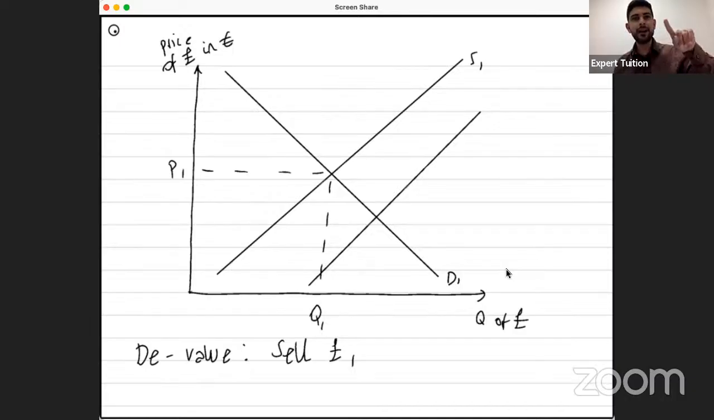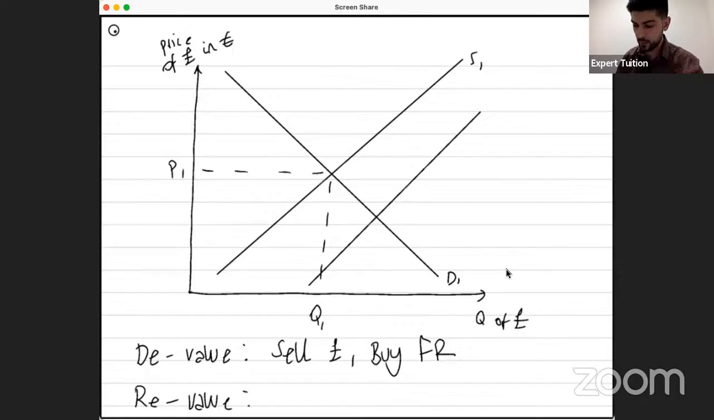And then if I'm selling pounds, I literally have to do the opposite to my foreign reserves. So what am I doing to my foreign reserves? I'm obviously buying. So I'm selling pounds, I'm buying foreign reserves. Cool, easy peasy. What about if I want to revalue? If I want to make my currency stronger, what do I now do?